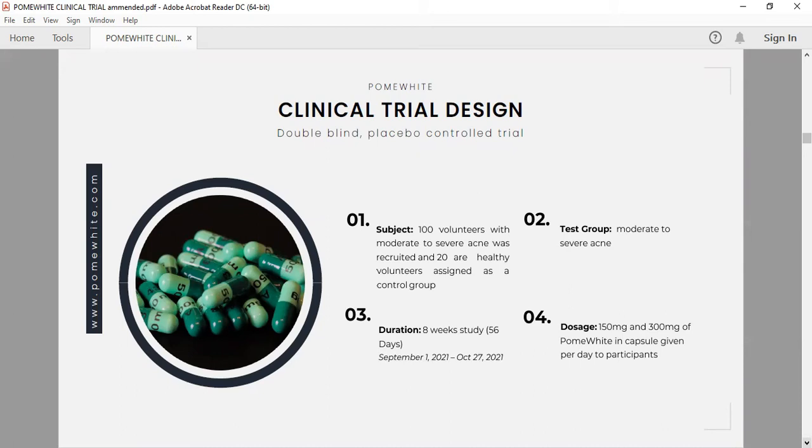The test group is all the people with moderate to severe acne. The dosage we applied is in the form of capsules, 150 mg and 300 mg of Pomewhite, given to the participants. In the placebo group, we give them 150 mg and 300 mg capsules with rice powder, because rice powder is an inert material, so the capsules for the placebo group are filled with rice powder in the same quantity instead of Pomewhite.